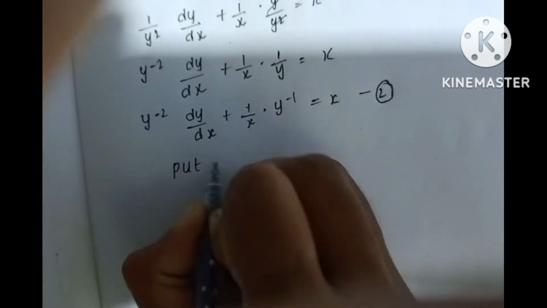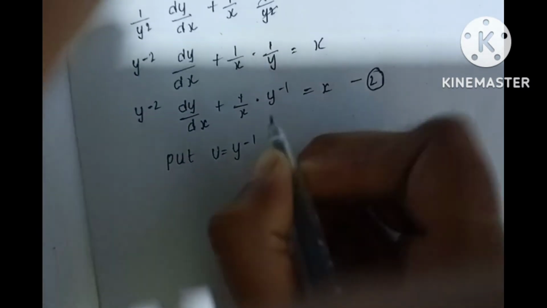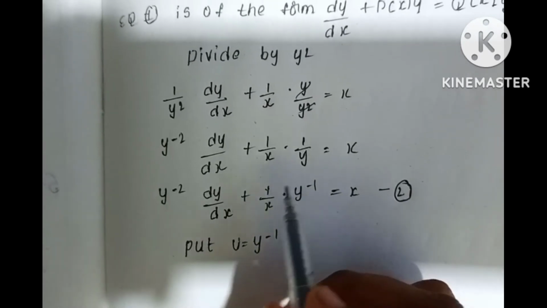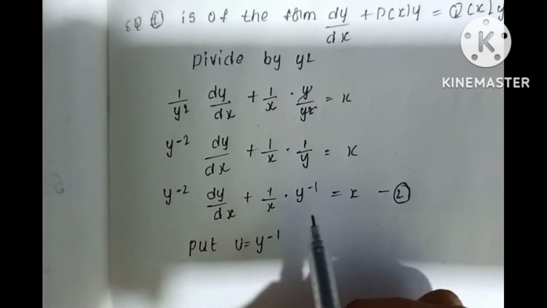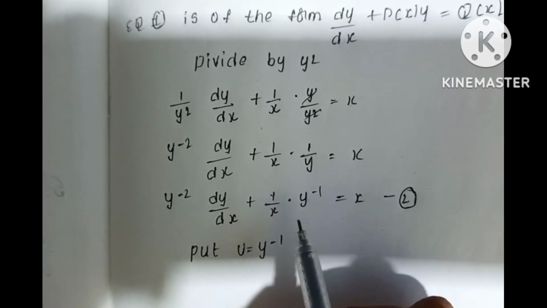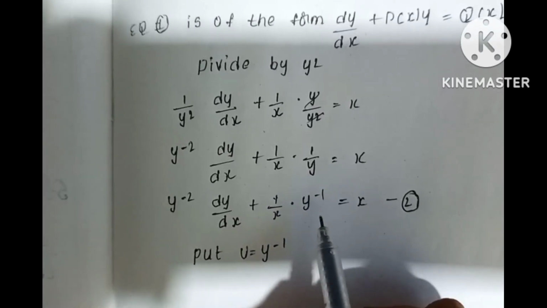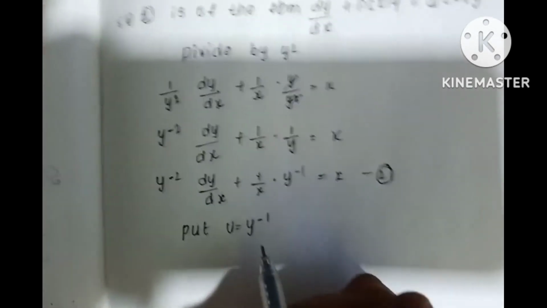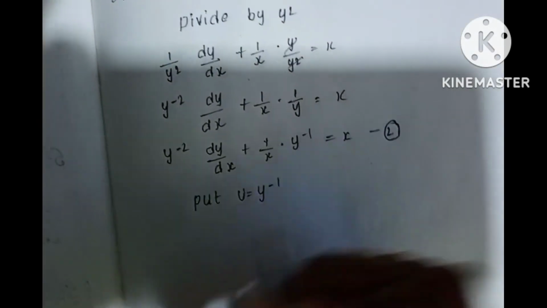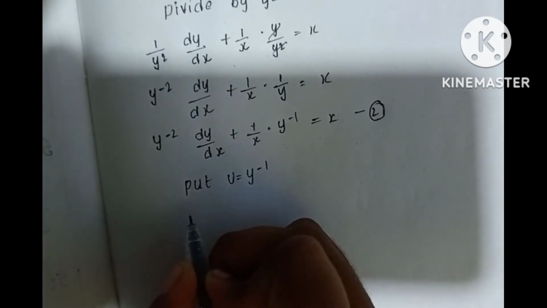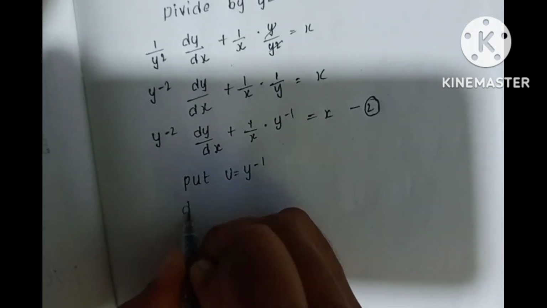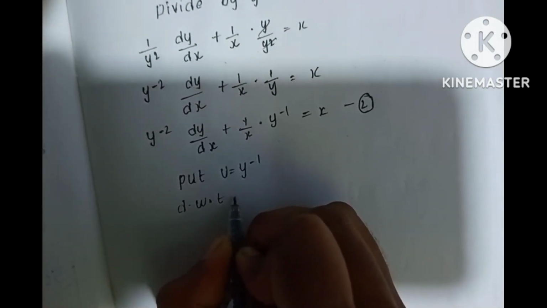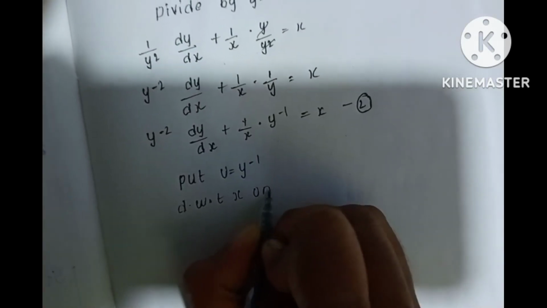Put u is equal to y power 1 minus n. If you see this, we have to take the second part of the equation in y. In this equation, the second part in y is y inverse. So we have to write u is equal to y power minus 1. And take the derivative with respect to x on both sides.